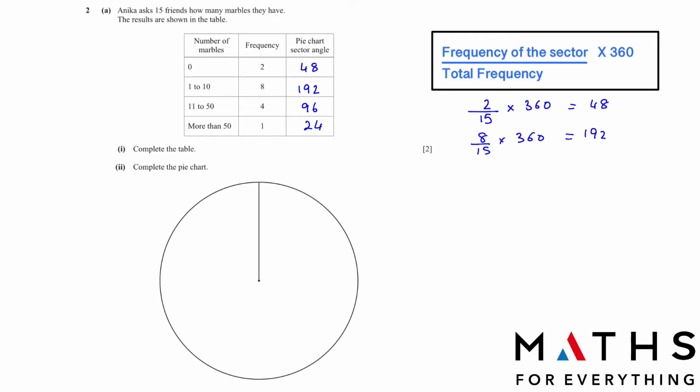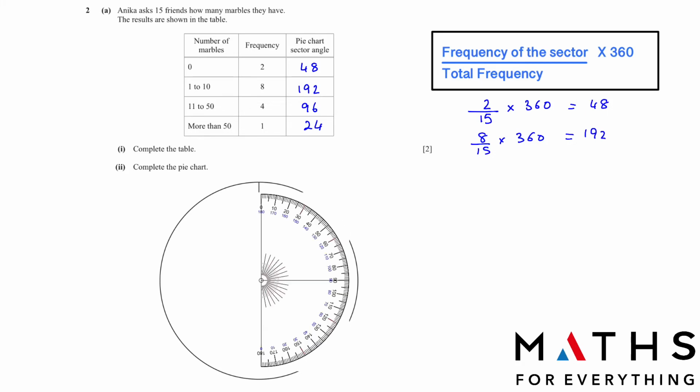And for this we need a protractor. Place the protractor like that and mark 48. I'm using a picture so it's a little bit rough, but I hope you get the idea. This is 48 and draw a straight line. So this sector is for 0.